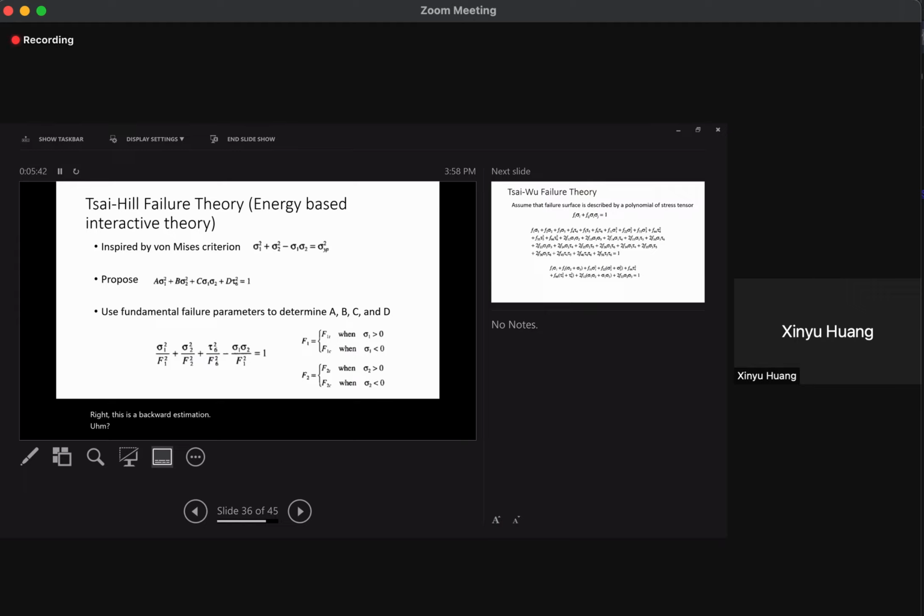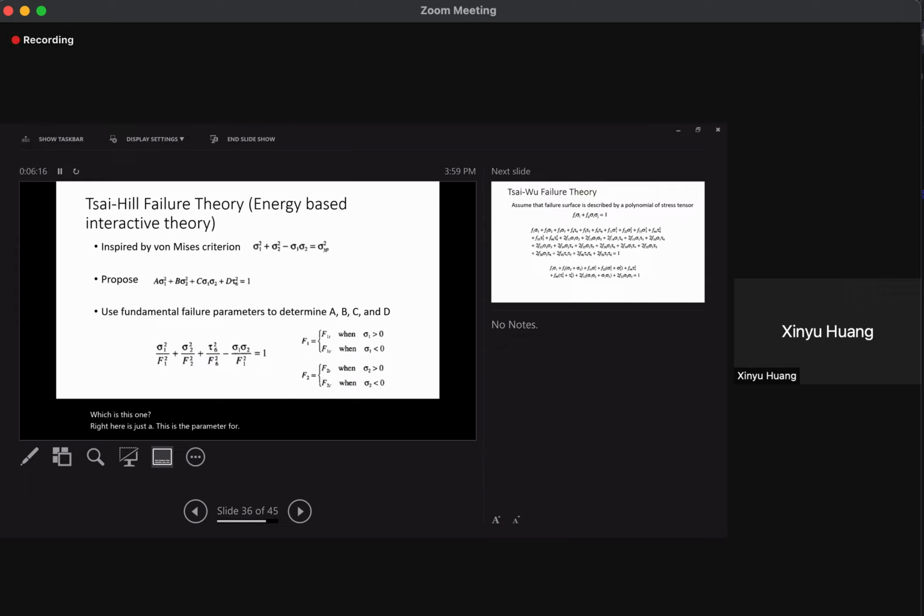You basically say A sigma 1 squared equals 1. This is a failure condition. And I know A F1 T squared equals 1, right? You know, when this equals this, it fails, right? Then your A is 1 over F1 T squared. Now, which is this one? Right here. It's just A. This is the parameter for it.